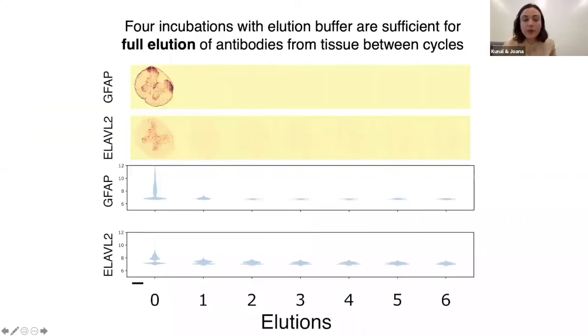And so when we were optimizing the 4i protocol to be performed using the HiSeq 2500, we first had to determine the optimal number of incubations with the elution buffer in order to fully remove antibodies from the sample. And so you can see here, this is our staining with GFAP and ELAVL2. And after just the first incubation with the 4i elution buffer, we see a very quick drop off in the signal close to the background signal. So for all of our subsequent experiments, we felt confident that 4 incubations with the elution buffer that are 10 minutes each is sufficient to fully remove all of the antibodies from the sample.